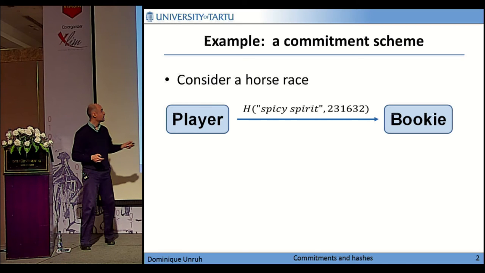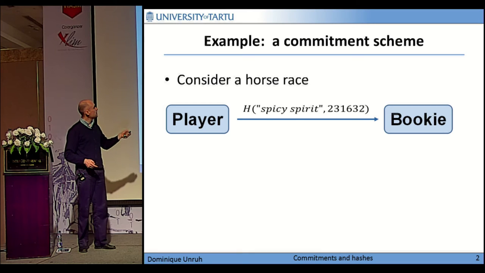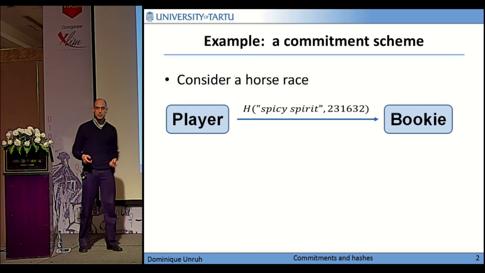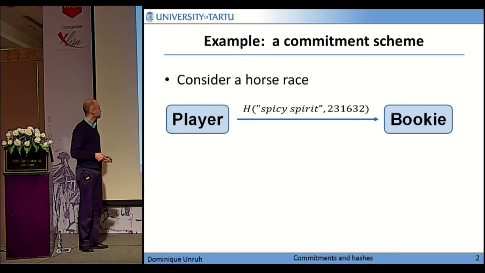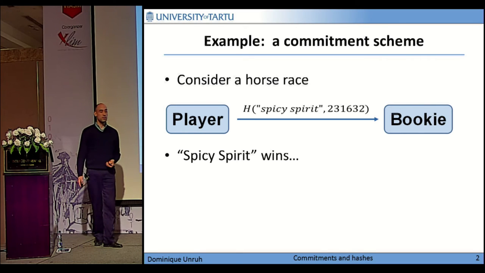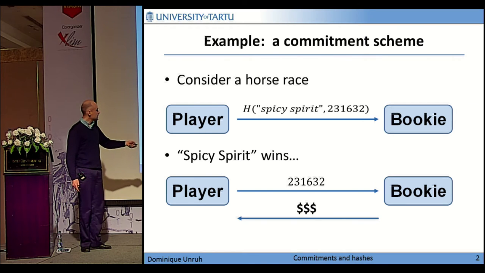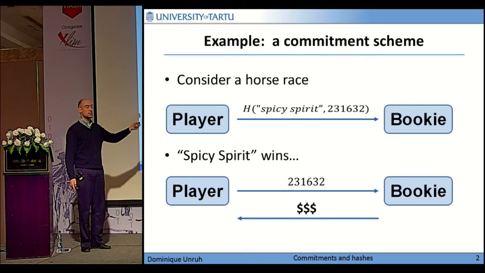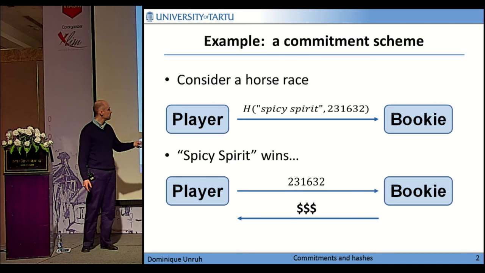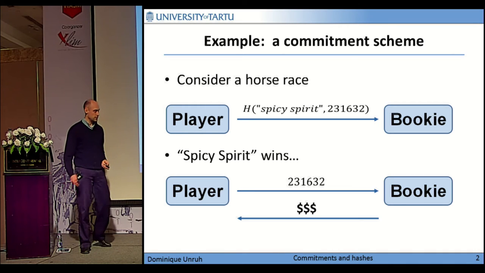we could take the name of the horse, Spicy Spirit in this example, and take a hash of that name together with some randomness and send this both together to the bookie. And now let's say the Spicy Spirit is the horse that wins. What does the player do? He sends the randomness to the bookie. The bookie checks whether the name of the horse together with the randomness gives the right hash, and if so, pays the money. So that's a typical approach that we might do.